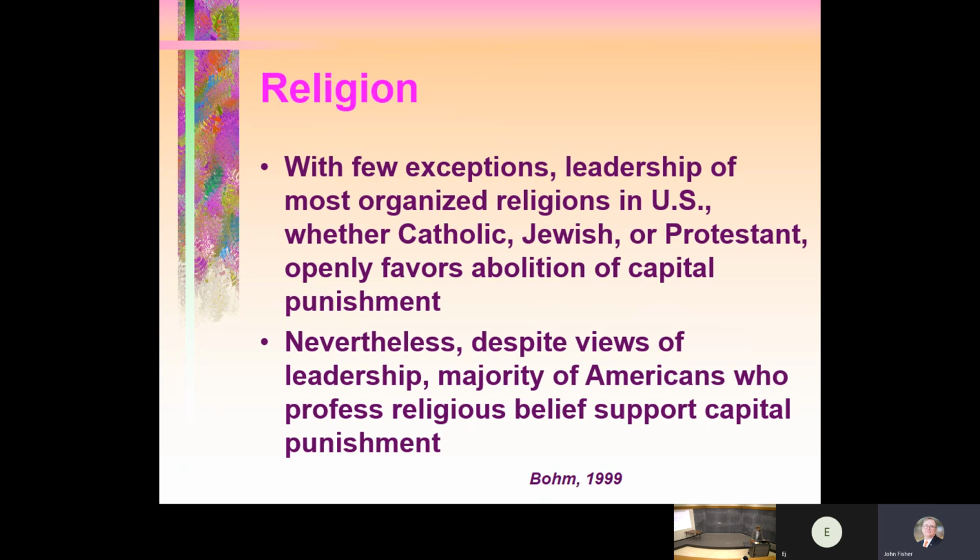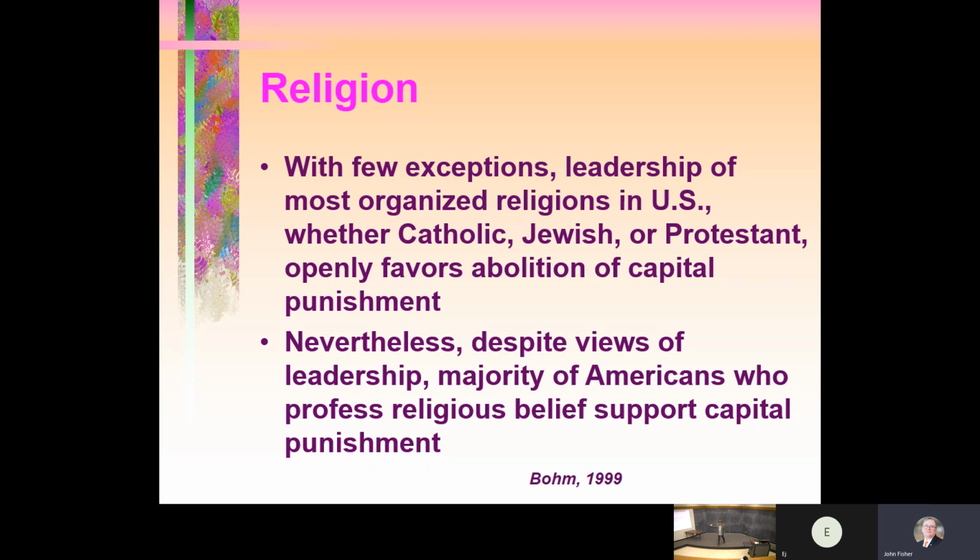So, religion. With few exceptions, leadership of most of the organized religions in the United States, whether they're Jewish, Catholic, Protestant, Muslim, they openly favor the abolition of capital punishment. That doesn't sound right, does it? Because what does our religion say?